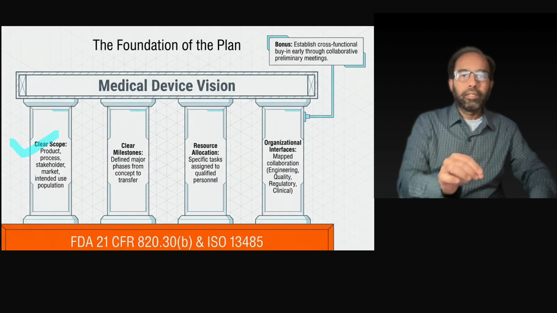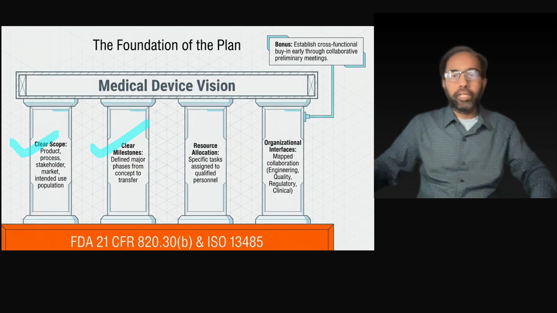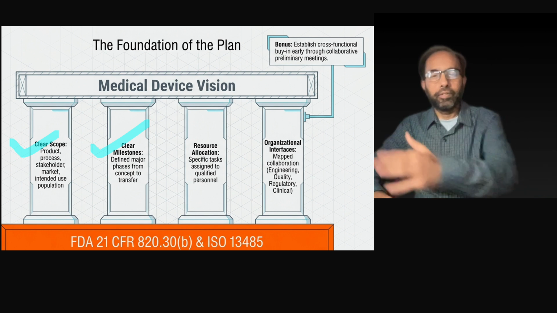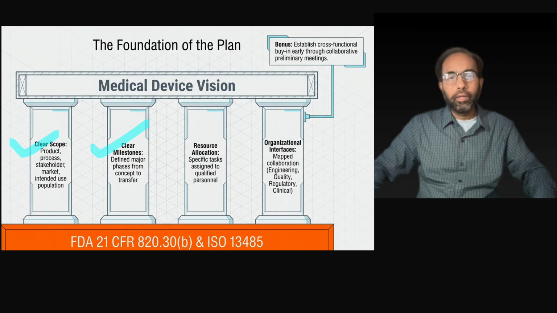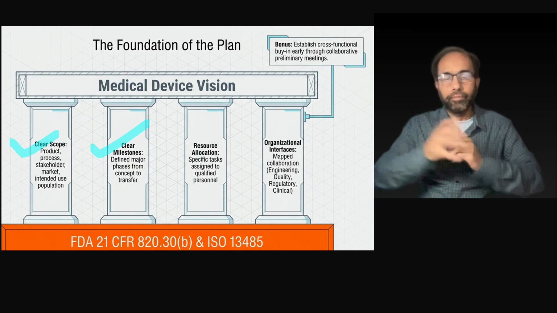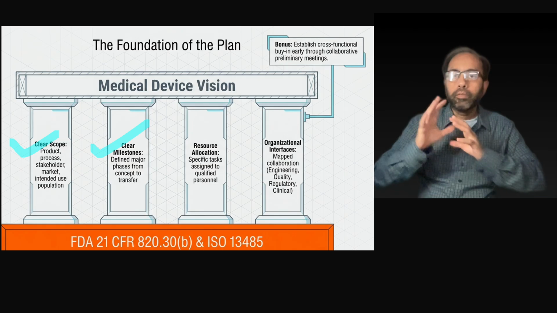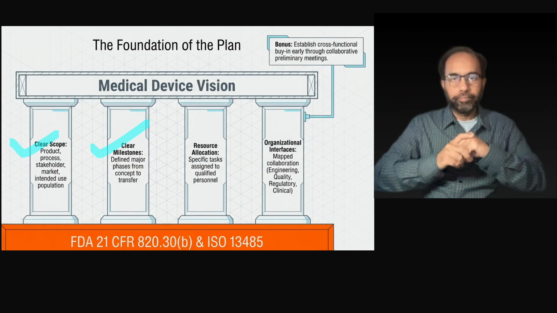The second pillar is clear milestones. Define major phases or activities with milestones and deliverables in each phase, from concept all the way to transfer. How many design reviews are we planning on doing? What does success look like in each phase? Based on that, identify your major milestones.